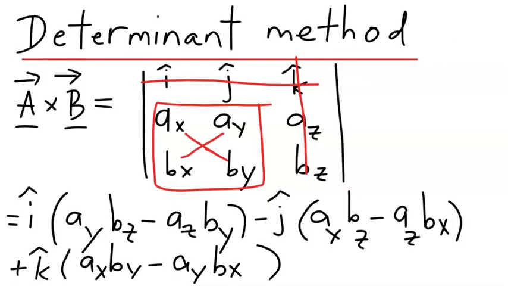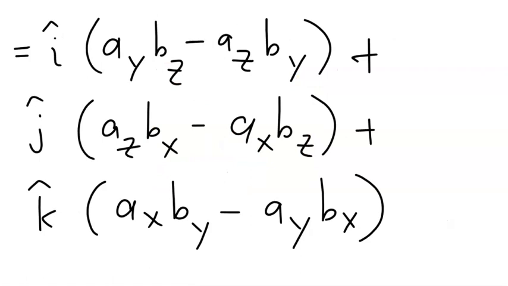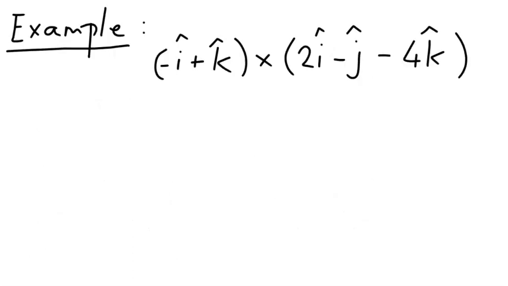You see that the result obtained here from the determinant method matches the result obtained here from the direct calculation method. They are identical. As a further illustration, let's look at the following numerical example. So you have two vectors, minus i hat plus k hat, and 2i hat minus j hat minus 4k hat, and we want to calculate the cross product of these two vectors. So let's proceed term by term.